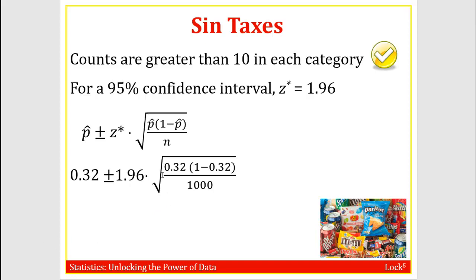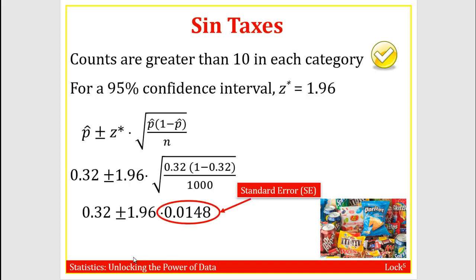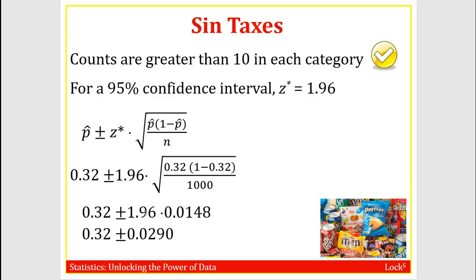To work on this formula, I'm going to start by working on the standard error portion, which is everything under the radical over here. Solving for that, I get 0.0148. So that portion of my confidence interval formula is called the standard error. Next, I'm going to multiply that by my z-star, the 1.96, which gives me a value of 0.029.